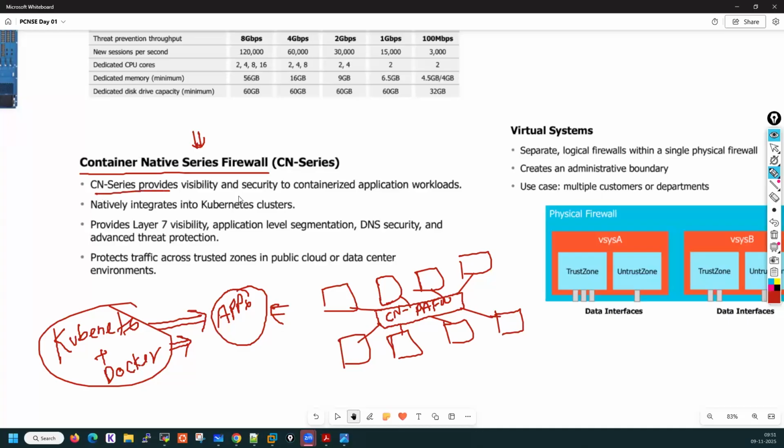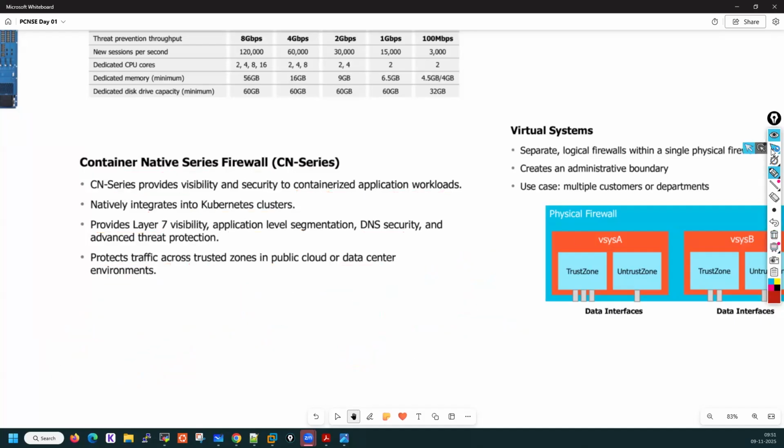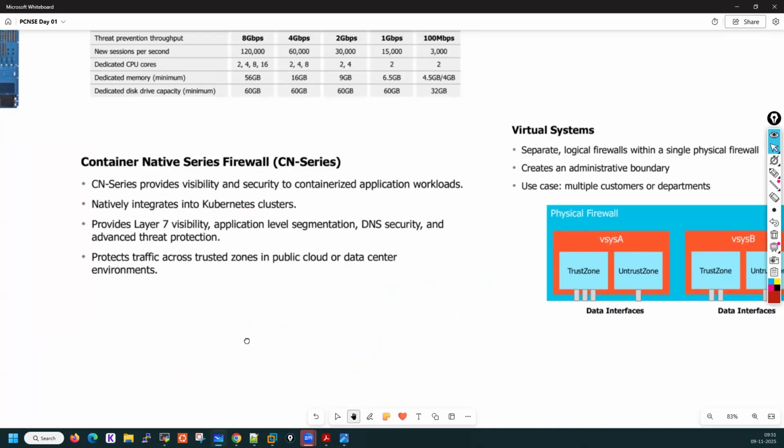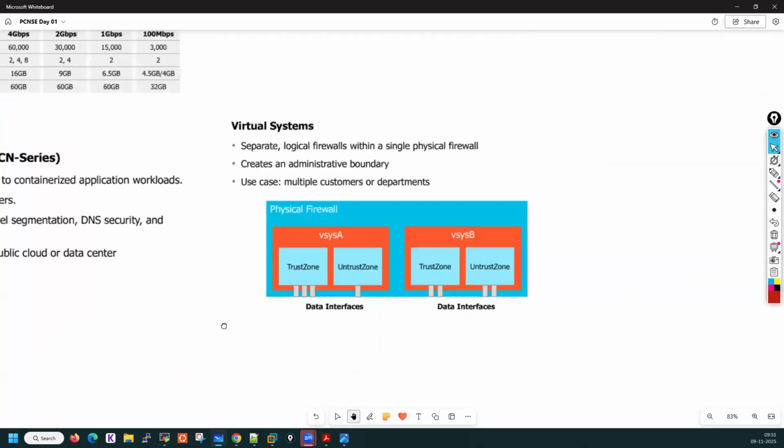CN-Series firewall provides visibility and security to containerized application workloads. It natively integrates into Kubernetes clusters, and provides layer 7 visibility, application-level segmentation, DNS security, and advanced threat protection. It protects traffic across the trusted zones in the public cloud or data center environments. If somebody is not able to understand what Docker and Kubernetes are, you can read about them on the internet after this class.